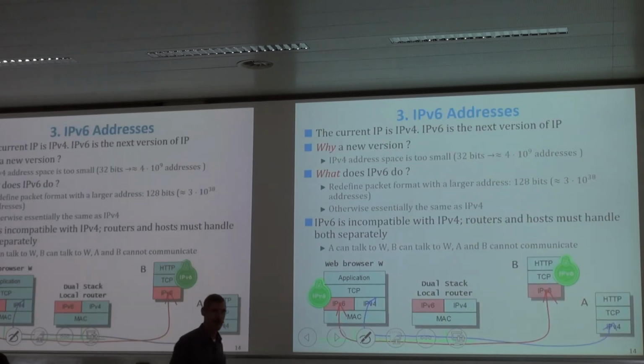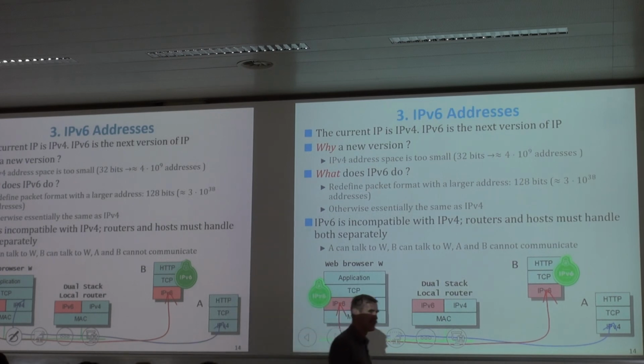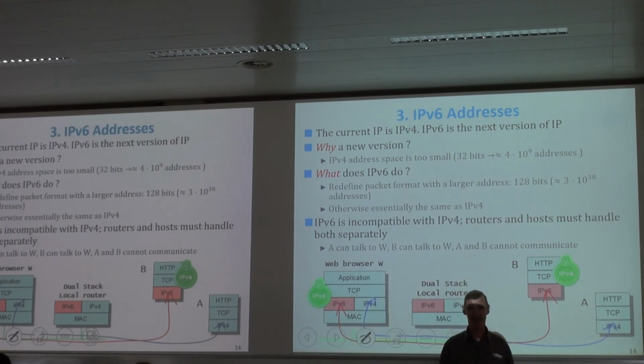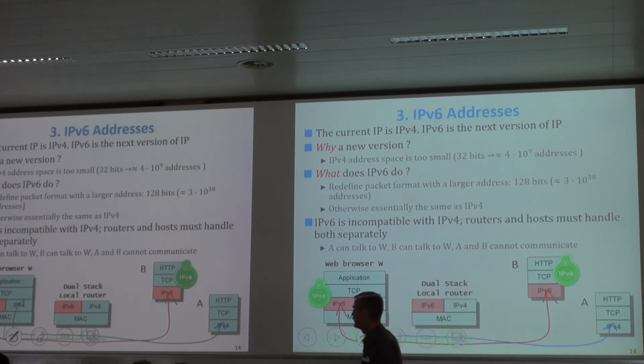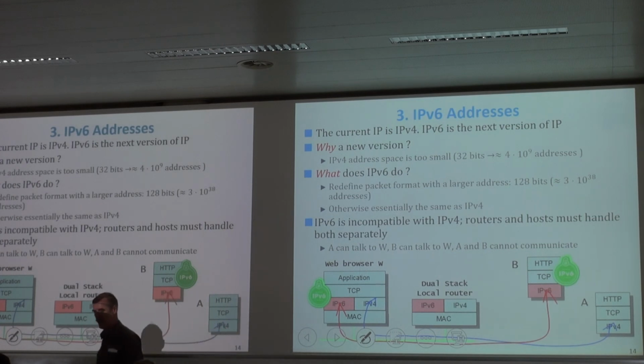Well, that was for IPv4. IPv6 is the same, but the details are different. Everything is named differently, so it's just a terminology exercise. The main difference, as I said, is that the address space is moved from 32 to 128 bits.